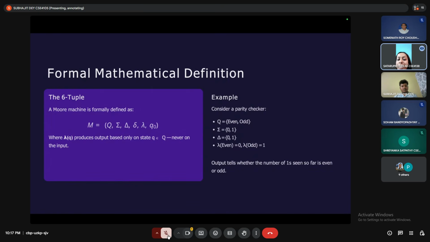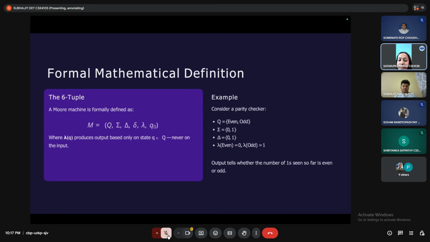Formally, it is written as M equals Q, sigma, delta, lowercase delta, lambda, and q naught. Output depends only on the state. An example is a parity checker, which shows whether the number of 1s is even or odd.